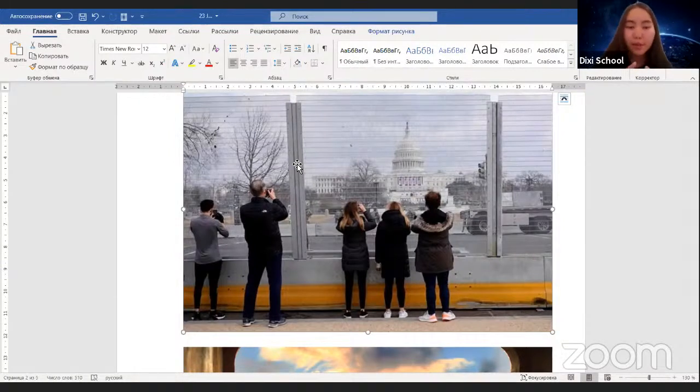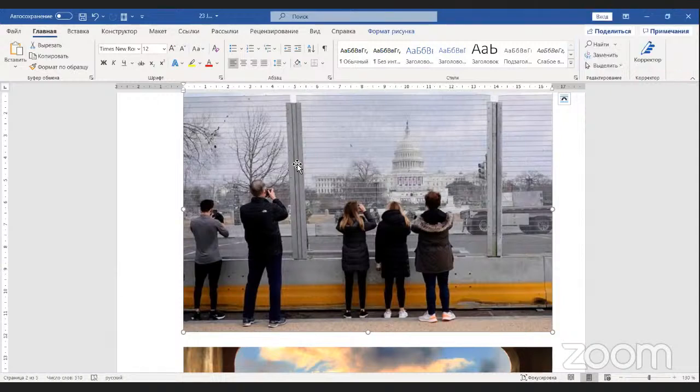Also, we can see that the people who are taking photos are logically tourists, because tourists usually take photos more often than ordinary citizens here. In addition, there is a military machine behind the fence, and on the other side of the fence, there are people taking photos of the government building. So do like this.